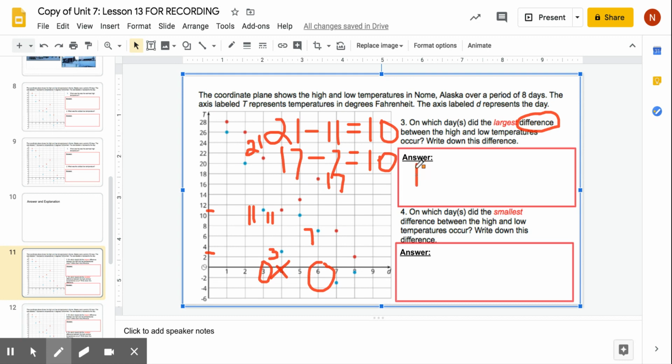So right here, my answer is day 3 and day 6 with a temperature difference of 10 degrees Fahrenheit.